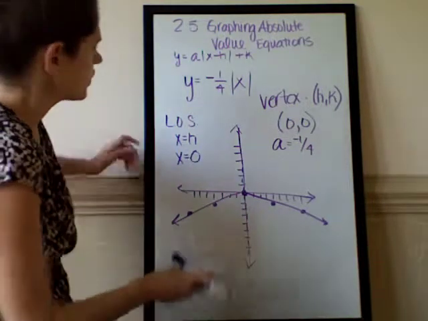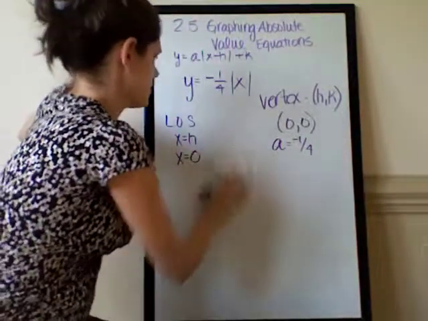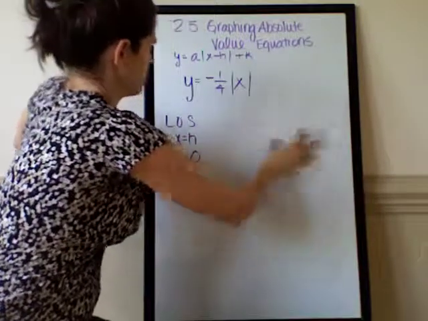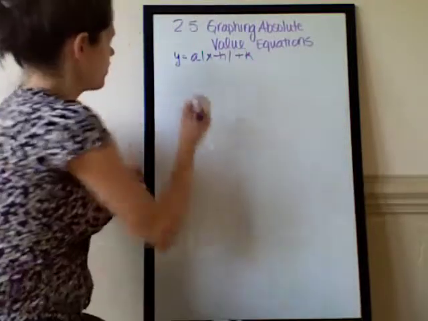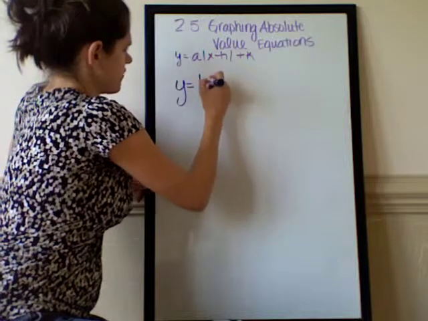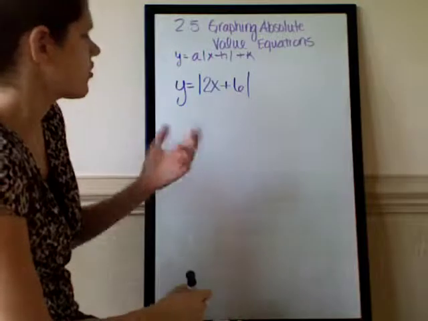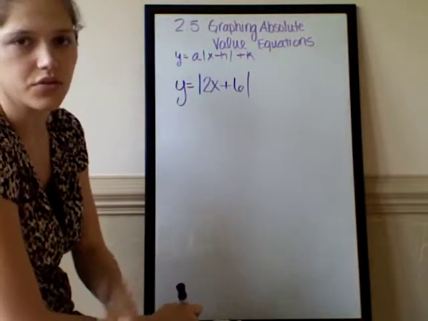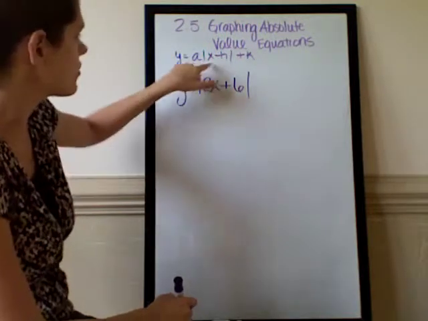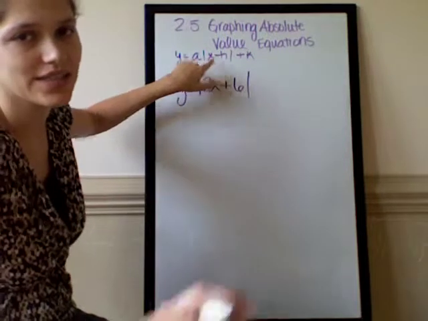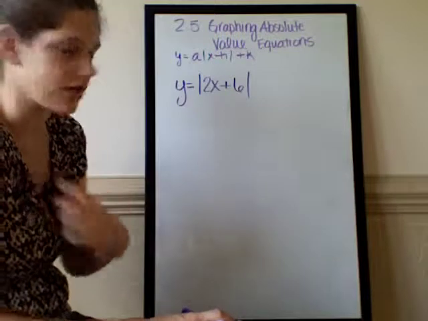Alright. Let's look at something a little different. Y equals absolute value of 2x plus 6. Alright, so ask yourself, what's different about this equation? And that's that the 2 is inside of the absolute value sign. Now, this says that we've got to have just x. X has to be by itself. So what I'm going to do is take that 2, factor it out, and pull it out front.